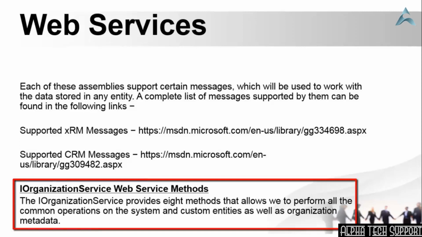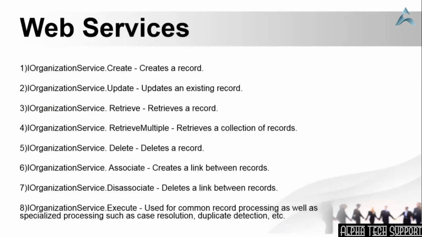Now let's again understand the IOrganizationService web service methods. The IOrganizationService provides 8 methods that allow us to perform all the common operations on the system and custom entities as well as organization metadata. The first is IOrganizationService.Create, which creates a record. The next is IOrganizationService.Update, which updates an existing record. Third is IOrganizationService.Retrieve, which retrieves a record.